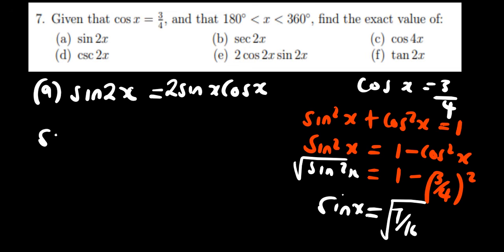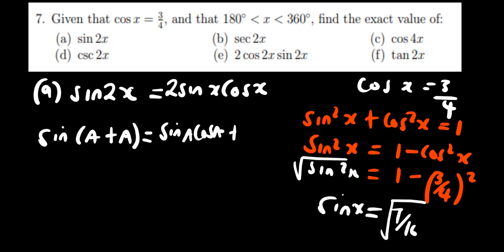And where this one comes from: if you go sine of a plus a, because they are the two of them, you're going to get that kind of arrangement. Because you're going to say sine a cos a plus cos a sine a, and these are the same, so I'm just going to add them to be 2 sine a cos a. So that's where that one is coming from. You have to know this one.